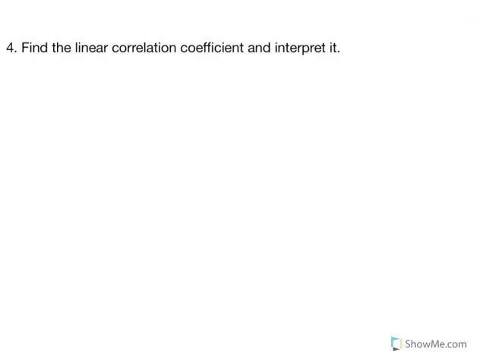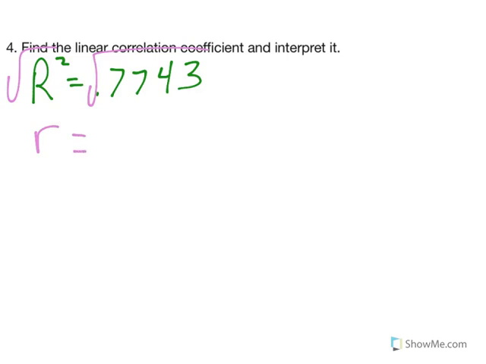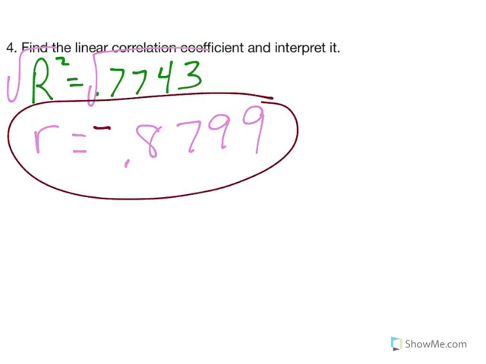Question 4. Find the linear correlation coefficient and interpret it. Well, they tell us on the graph that r squared equals 0.7743. So, to do the math, we're going to square root both sides. So we end up with r equals 0.8799. What's wrong? What did I forget? Remember, we have a negative trend. That means we will have a negative correlation coefficient. So r is negative 0.8788.